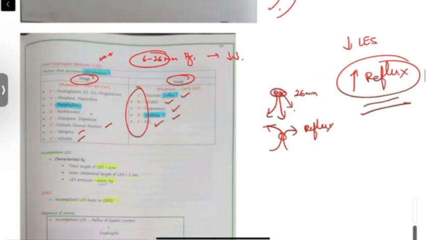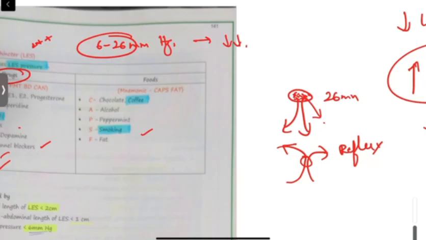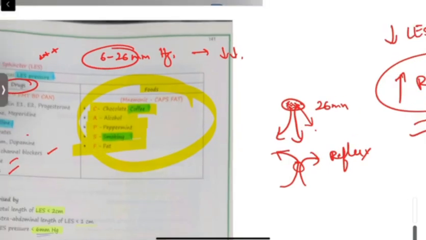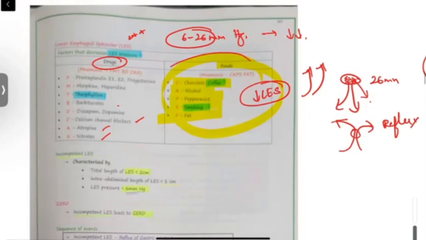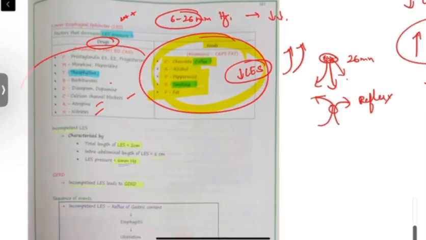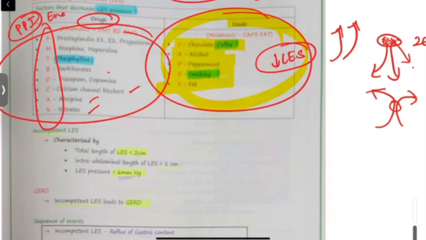Okay? So basically you can use this. If they ask what causes gastritis, you can say it is because of excessive consumption of chocolate or coffee, alcohol, peppermint, smoking, and if you are eating fatty food, then these will cause gastritis. Basically how do they cause gastritis? It is reducing the lower esophageal sphincter pressure, because of which there is increased chances of gastritis. Okay, so you need to avoid this food to avoid gastritis, and other than that these are the drugs. If we are giving these drugs, we'll be adding some proton pump inhibitor or something like that, basically to avoid gastritis.